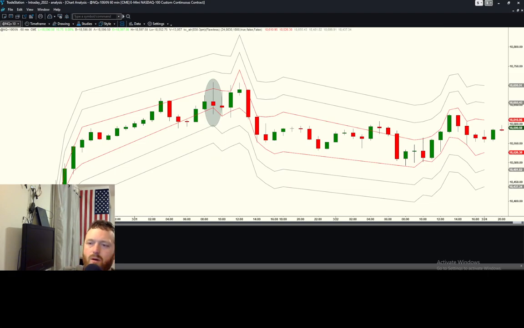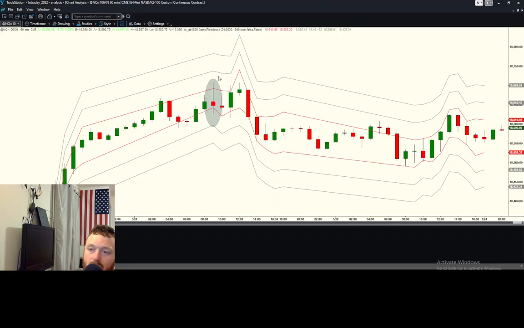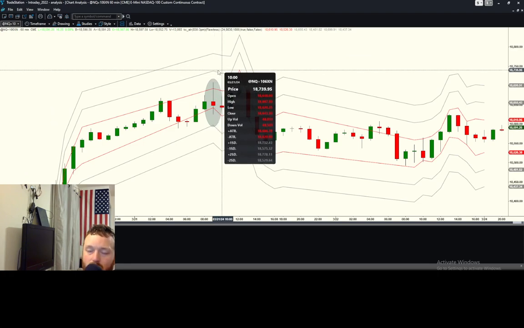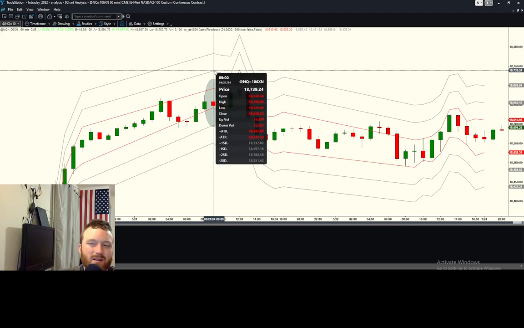But the tricky part of this is a stop loss. And I think that I don't want to make it seem easy. And I'm now realizing it's not that simple, because if you really look at the stats, if it gets above 1 standard deviation, there's a 44% chance that it'll actually go greater than 2. Not close greater than 2, but if it gets to this first gray line, now it's a 44% chance that it'll get to this second gray line.